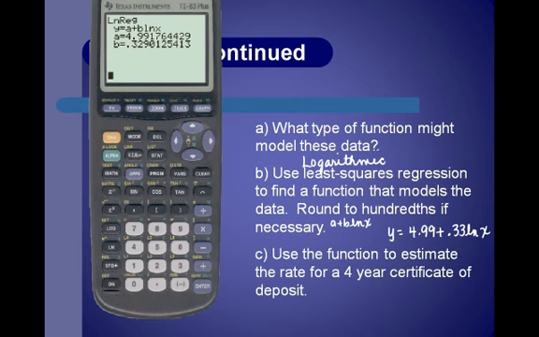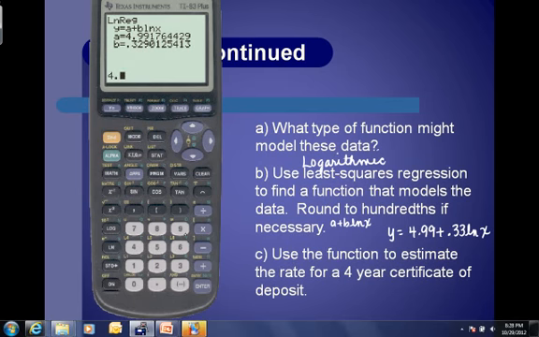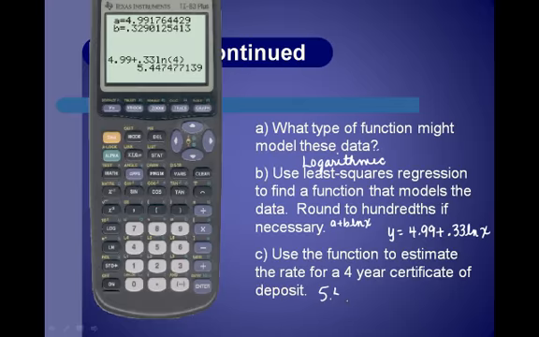And then part C says use the function to estimate the rate for a 4-year certificate of deposit. Well, the year is the x value, so we're going to take our function 4.99 plus 0.33 times the natural log of 4 because it's 4 years. And we would get an answer of 5.